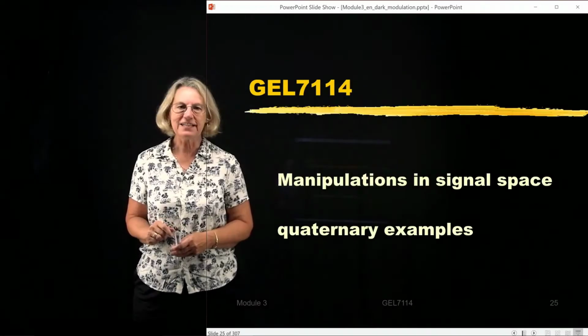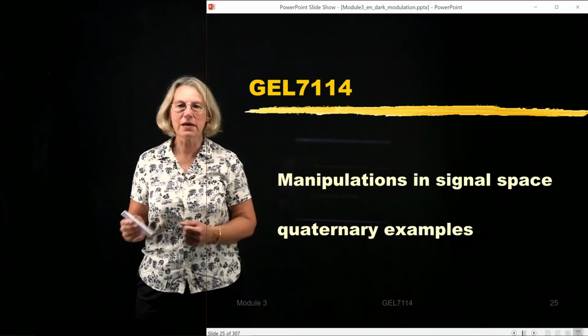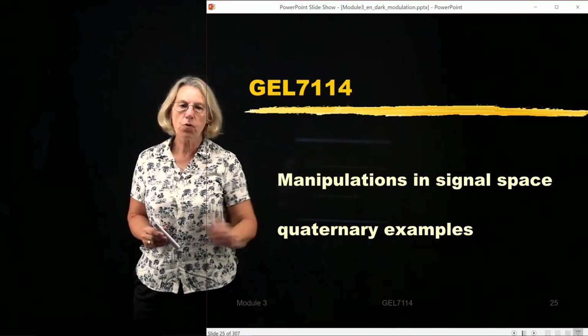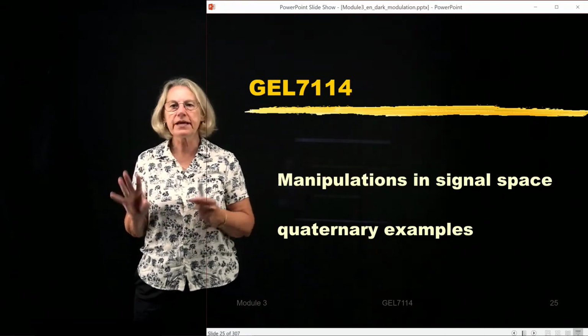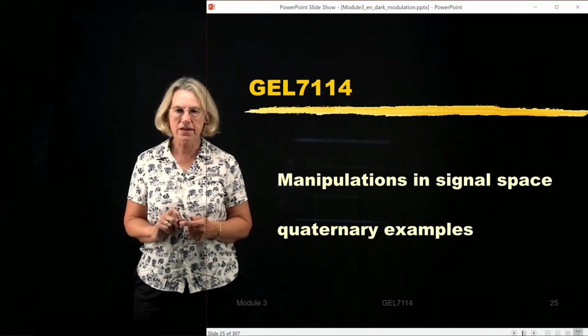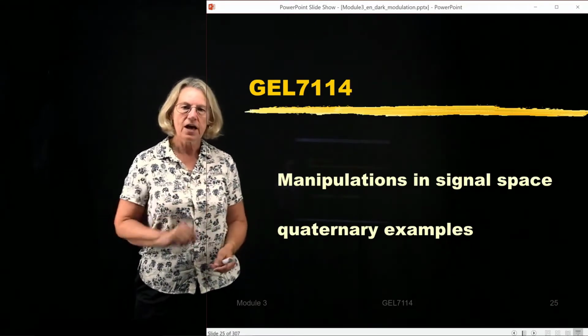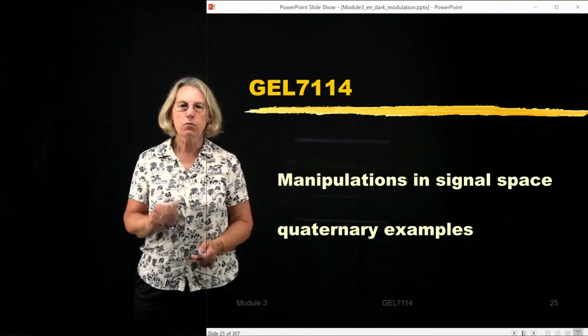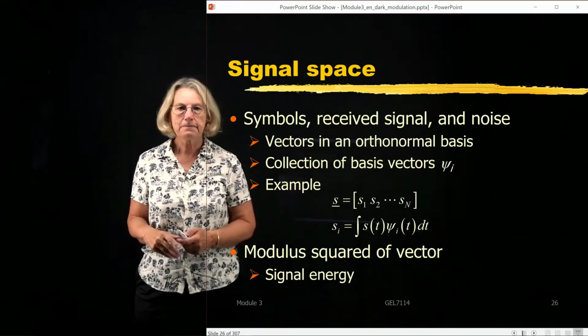Before we dive in any deeper into the manipulation of signal space, I'd like to give you just some examples. I'm going to look at some quaternary examples, that means 4 symbols, and look at manipulations and what the interpretations and effects are in signal space. And then when we start speaking more generally, I hope that these examples from 4 symbols will help you understand and interpret what we're going to see next.